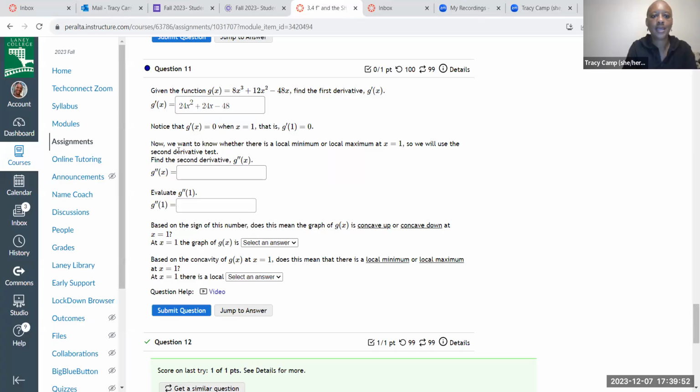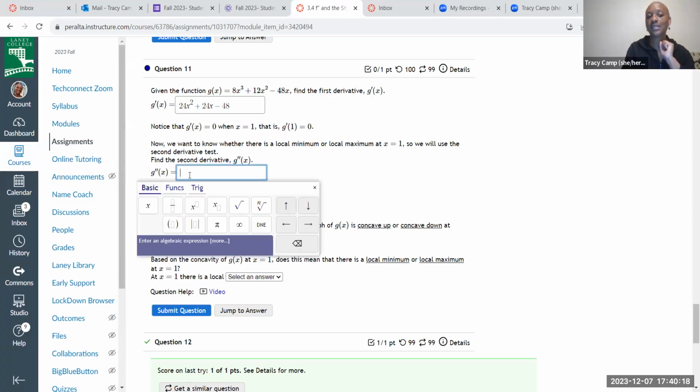Then it says, notice that g prime of x equals 0 when x equals 1. So like if we plug in 1 for x, it's saying g prime of x equals 0. So g prime of 1 equals 0. They're basically telling us that the 1 is a critical number. And it says we want to know whether there's a local minimum or local maximum at x equals 1. So we'll use the second derivative test.